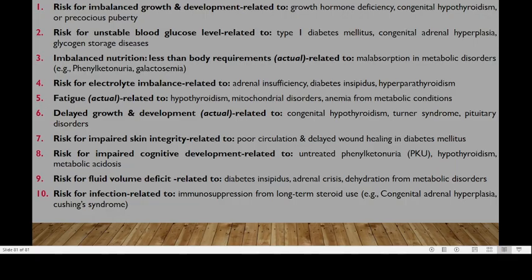We could talk of the risk of imbalanced growth and development related to growth hormone deficiency. We'll also have congenital hypothyroidism or precocious puberty. Number two, we could talk of risk for unstable blood glucose level related to type 1 diabetes, congenital adrenal hyperplasia, or even glycogen storage diseases like Von Gierke and Pompe's disease.